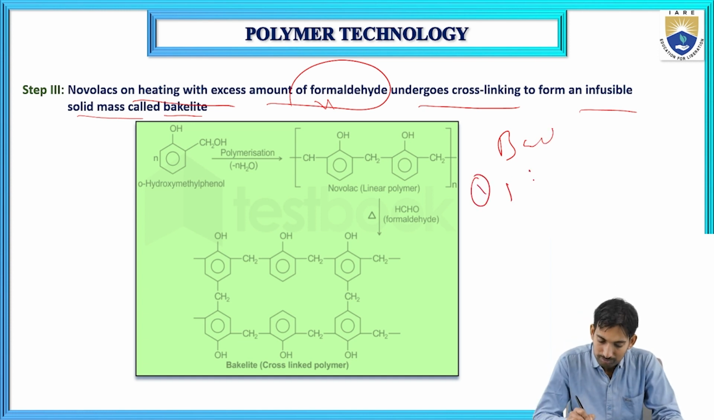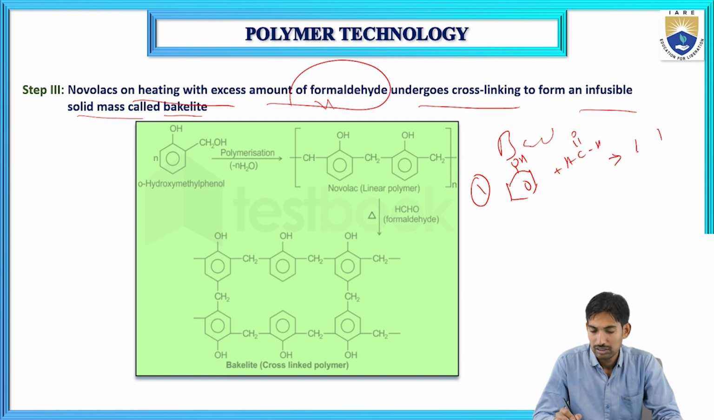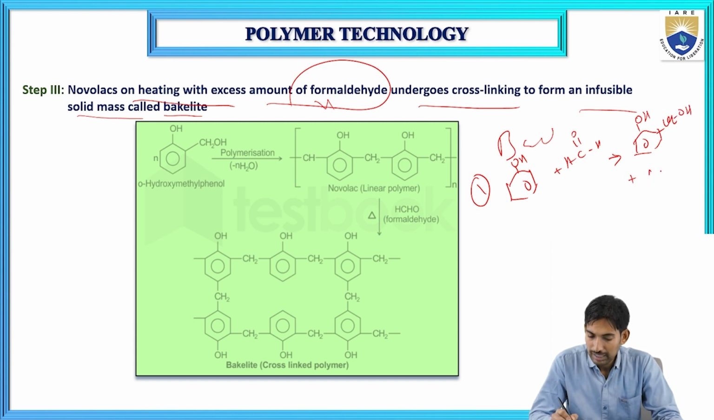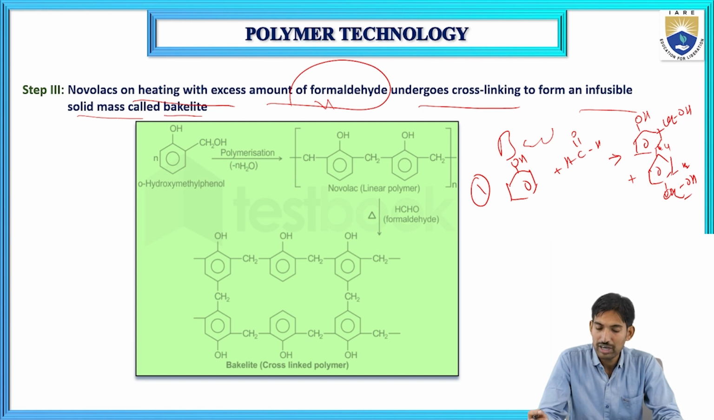In the first step, phenol reacts with formaldehyde, HCHO, and it produces orthohydroxy methyl phenol and parahydroxy methyl phenol. In the first step, what happened? The phenol reacts with formaldehyde in the presence of acid or basic medium. It produces orthohydroxy methyl phenol and parahydroxy methyl phenol in the first step. In the second step, what happened?